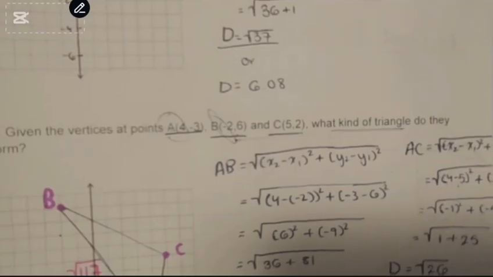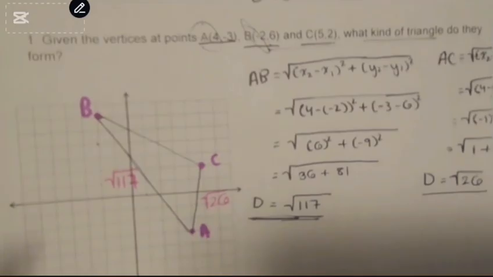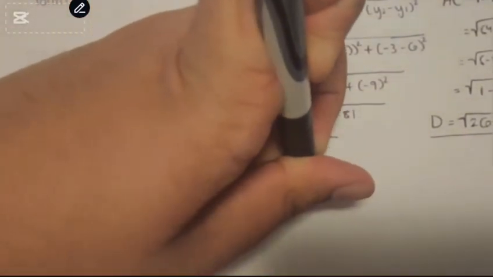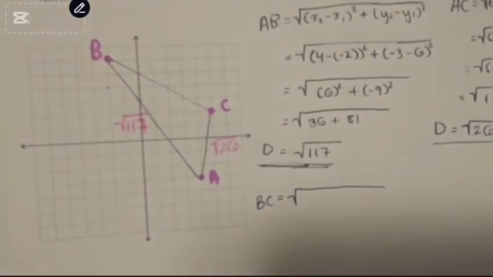Okay, so now that we know this, we still need to find the distance between B and C. So again, we find the distance between these two points. If you want to practice yourself, you can pause the video and try it on your own. But here's also how we will do it: x2 minus x1 squared plus y2 minus y1 squared.